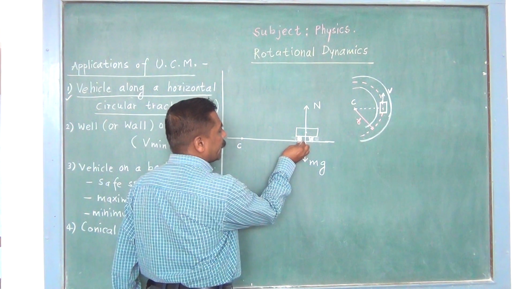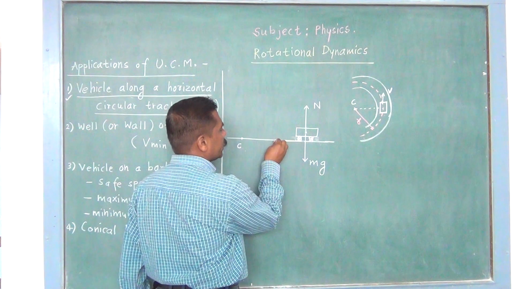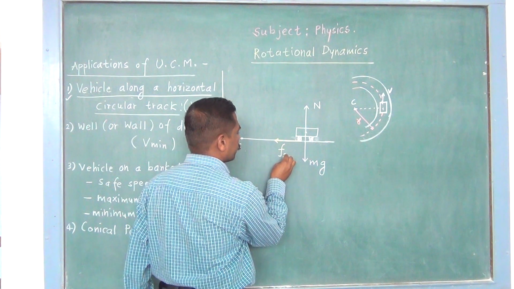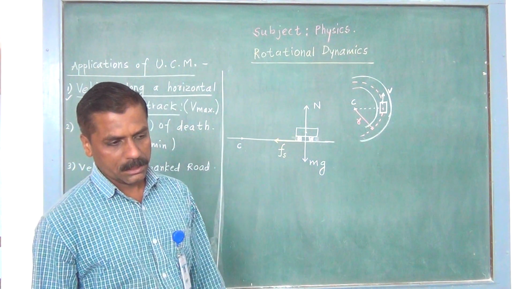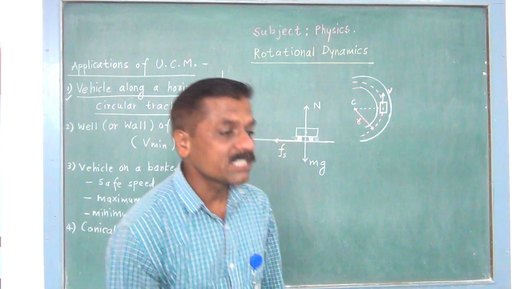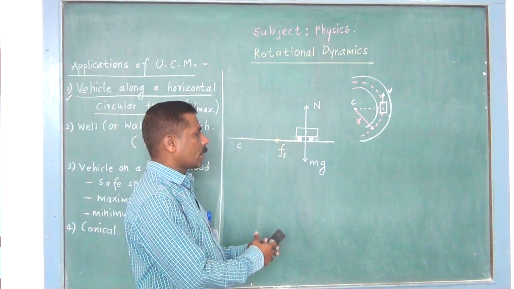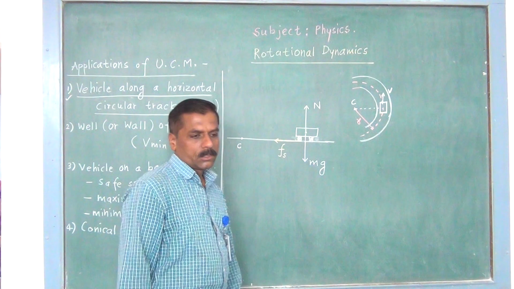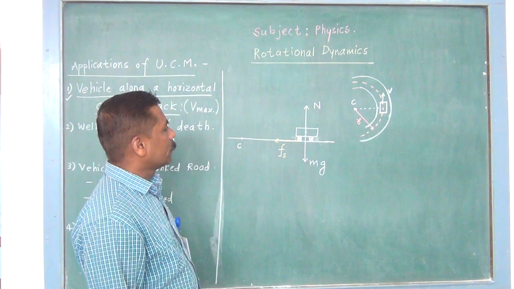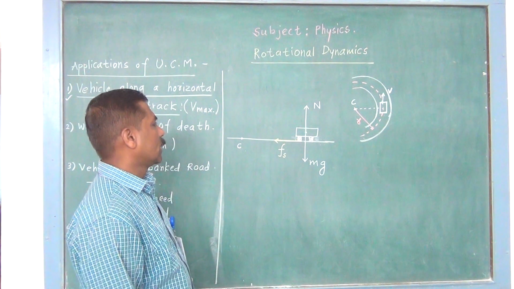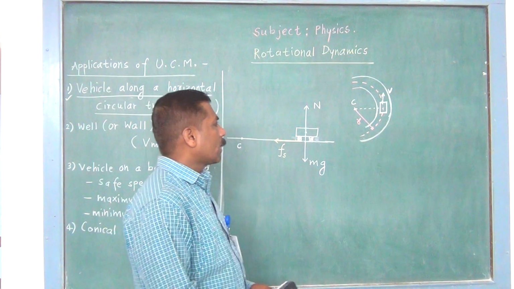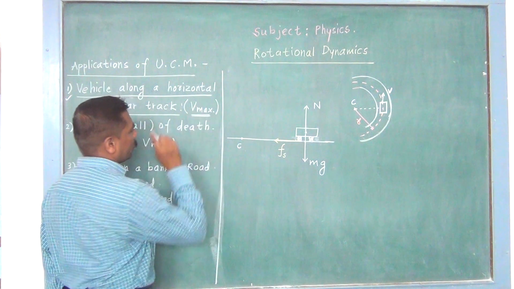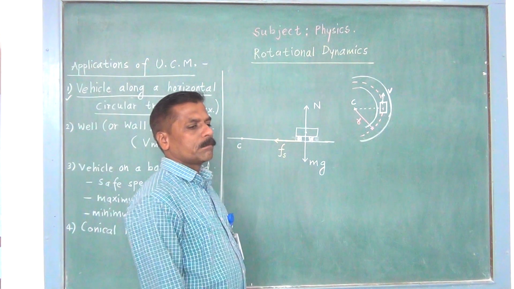These two forces are balanced with each other. Again, there is one more force, which is the static force of friction. This friction is between the surface of the tire and the road, and it is acting along the tangential direction. If you observe in the diagram, you will find three different forces acting on the vehicle, and we are interested in finding the maximum speed of this vehicle.